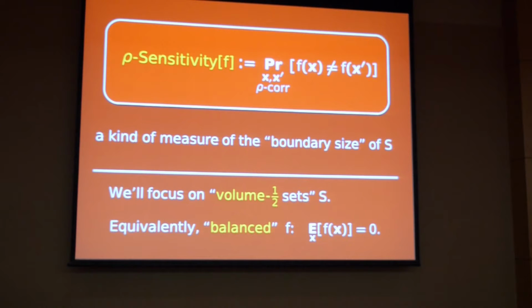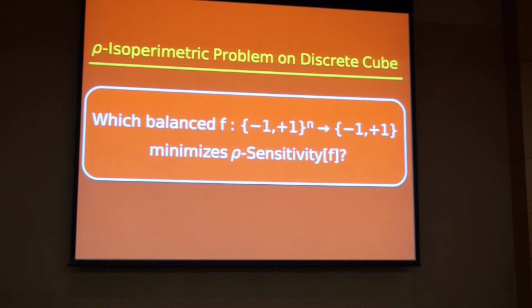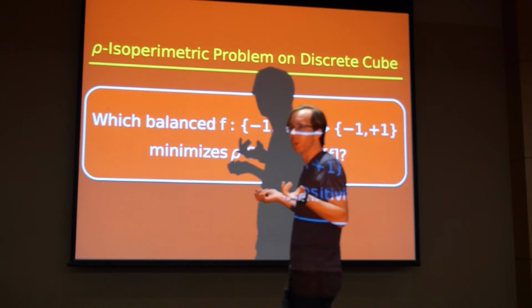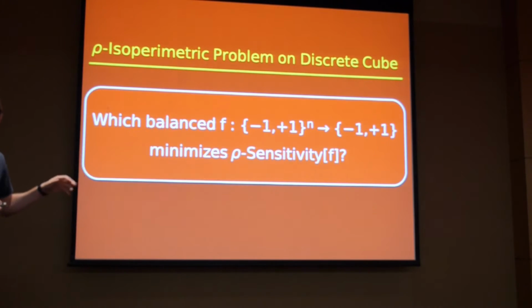One reason this plus or minus 1 notation is kind of cute is that if you remember f being the plus or minus 1 indicator of S, to say that the set S has half pluses and half minuses is to say that the expected value of f on a random vertex is 0. We call such f balanced. It's the same as the set S having fractional volume a half. So as I said, we're interested in the Rho isoperimetric problem on the discrete cube: which balanced function f minimizes the Rho sensitivity? This problem is actually not too hard to solve. It's got a well-known answer, which is a folklore result.